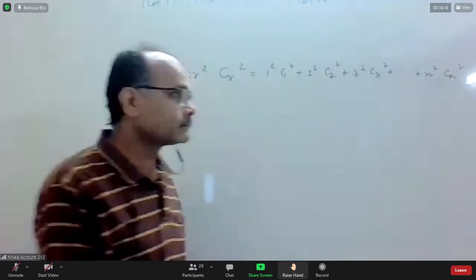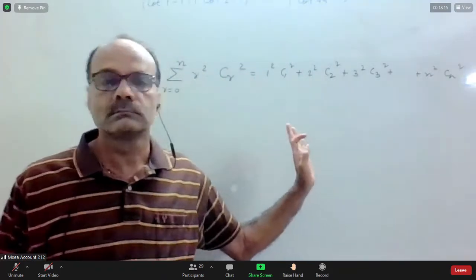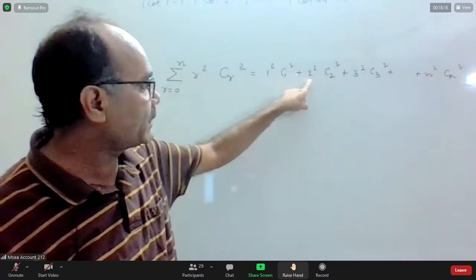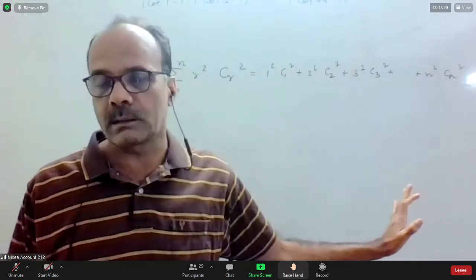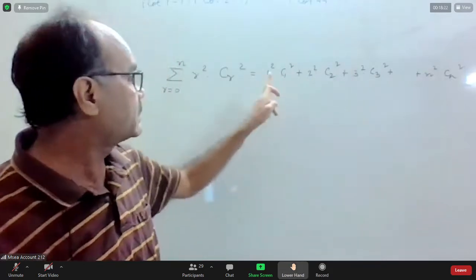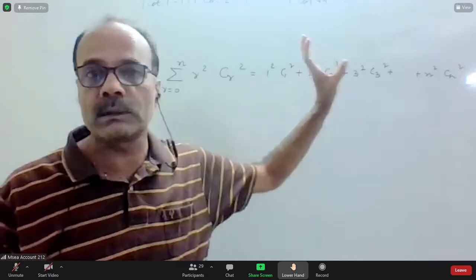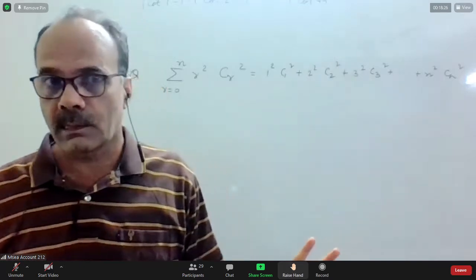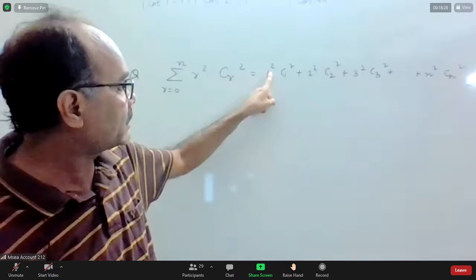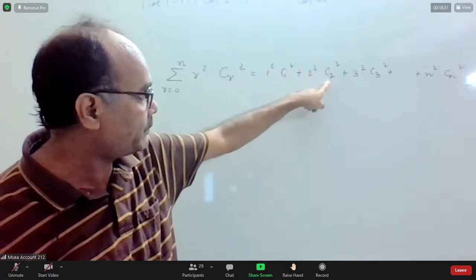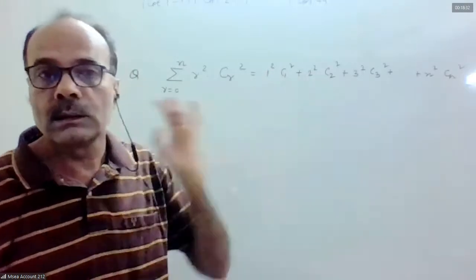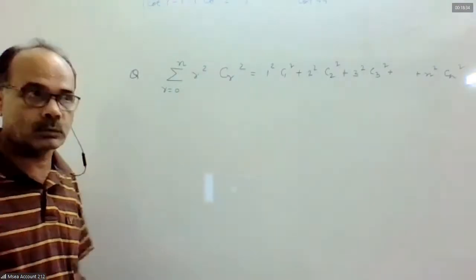See, the coefficients have been multiplied by a constant. It means we have to differentiate. And it is C1 square, C2 square, so we have to multiply two series. Not only one constant, two constants have been multiplied. It means we have to differentiate twice.